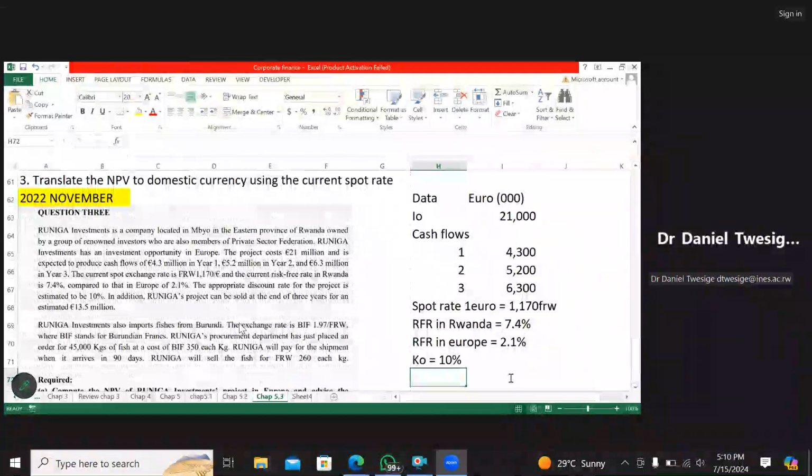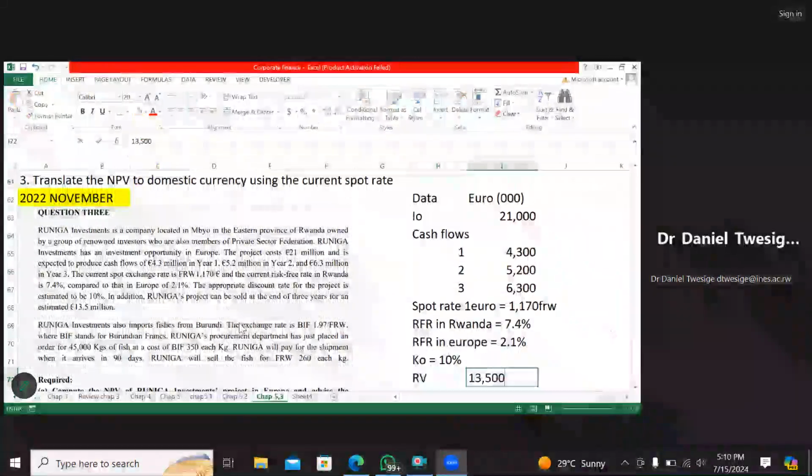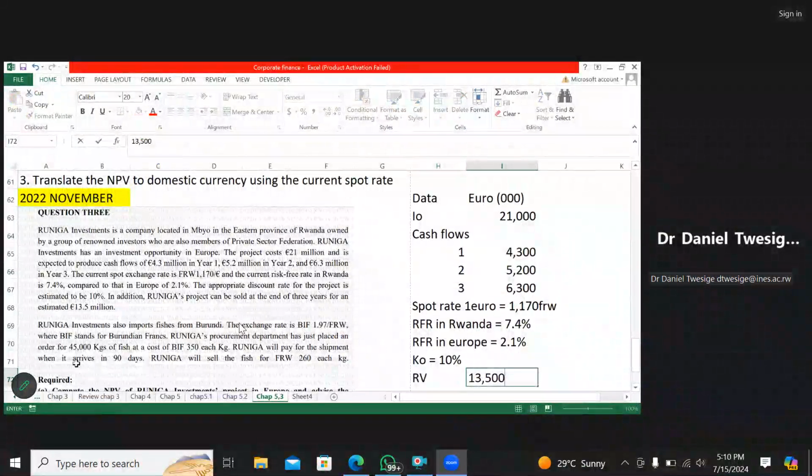So this part 2 of the question, I don't think we are going to answer it here. This one is a different part of the question. Then we can answer this: compute the NPV of Runiga investment project in Europe.